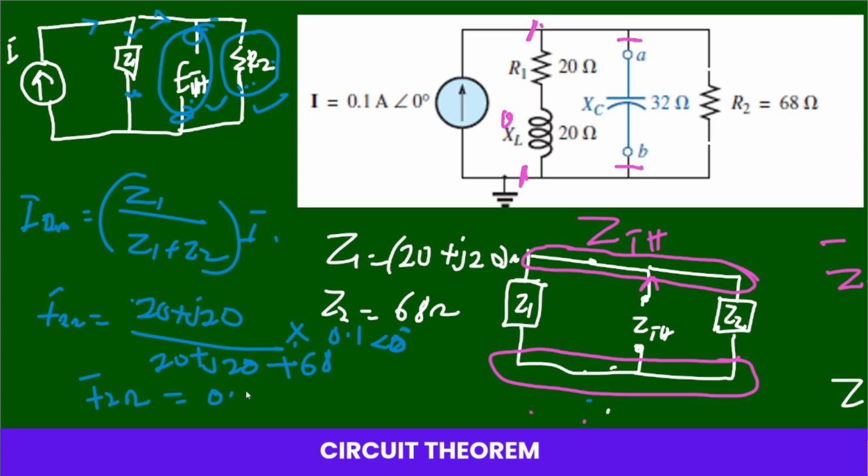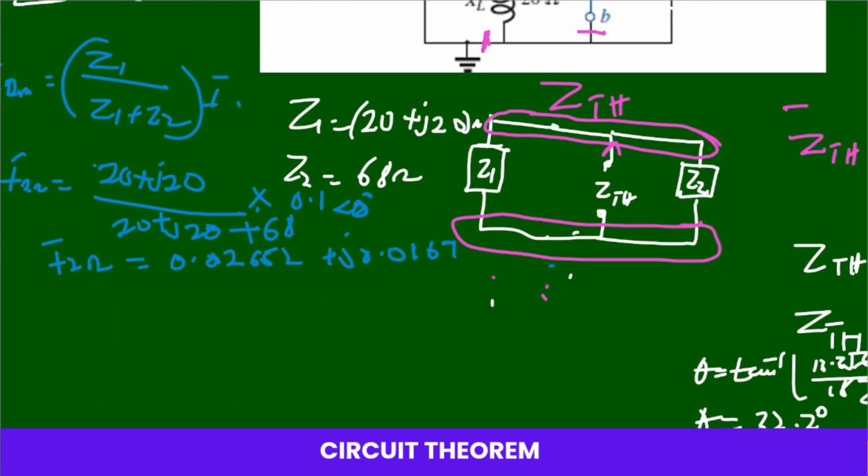So it means that the value in the I2 will give us a corresponding value of 0.02652, and then plus the J part, which is J 0.0167, okay. This is what we have. Now we can proceed to find the value of what? This is the current, okay.